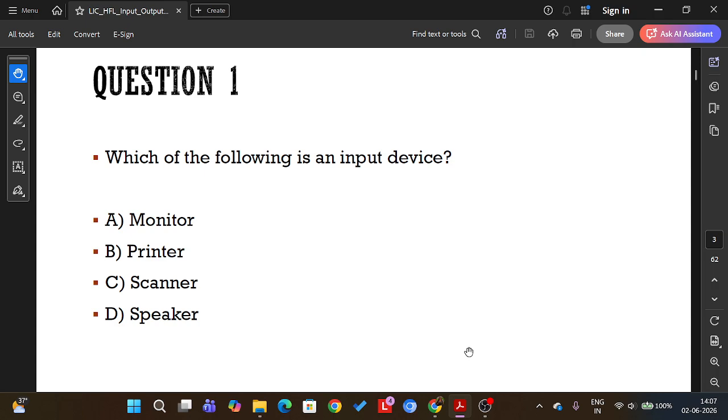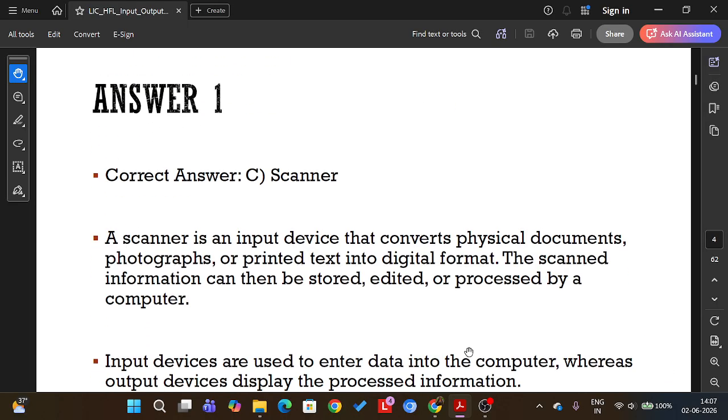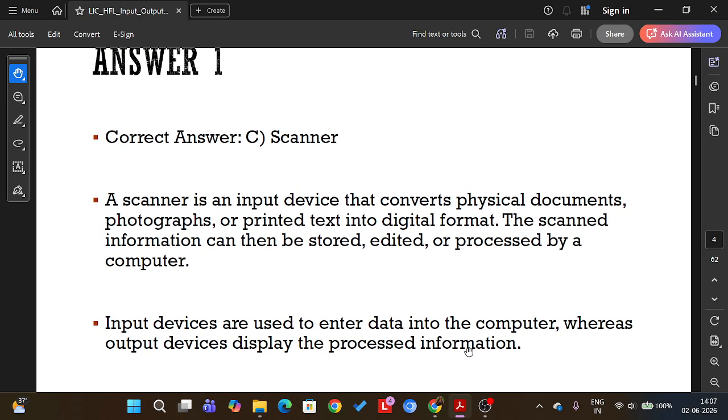So, the first question is on your screen. Which of the following is an input device? Monitor, printer, scanner, or speaker? What is an input device? The input device would be scanner. A scanner is an input device that converts physical documents, photographs, or any printed text into a digital format.